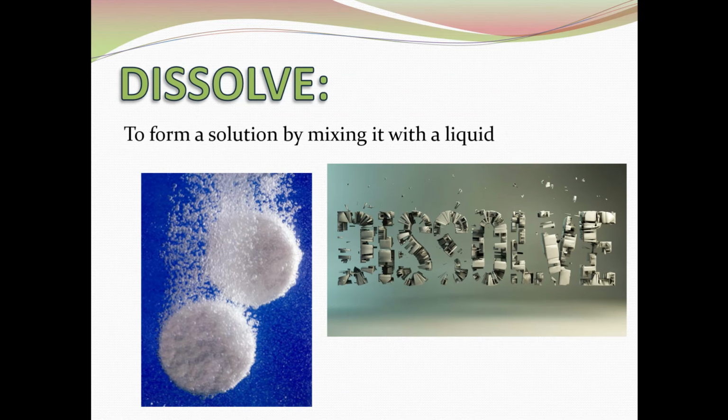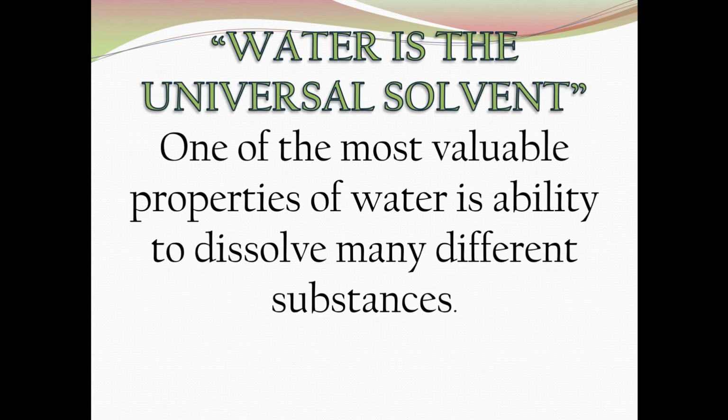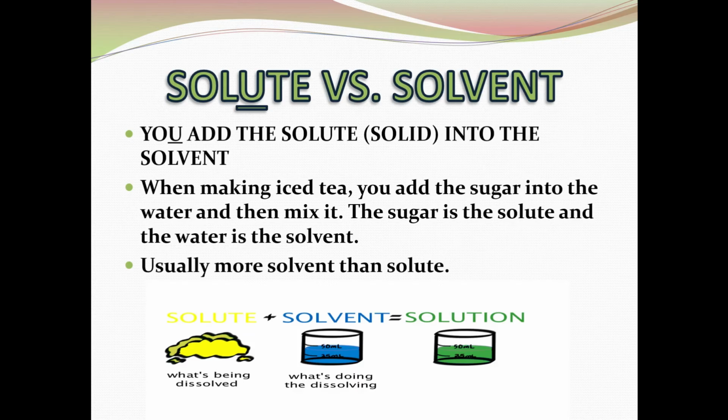Dissolve means to form a solution by mixing it with a liquid, and there are different parts of a solution. Solvent means what's doing the dissolving. It's usually a liquid. And solute is what's being dissolved, usually the solid. Water is known as a universal solvent because it has the ability to dissolve many different substances.